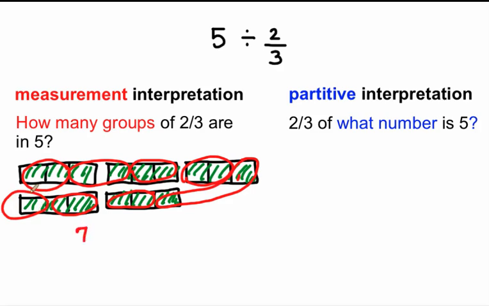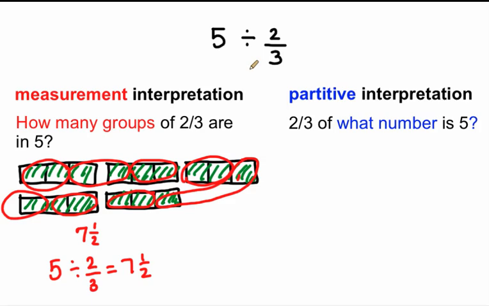And how much of this group right here? Well, this group is made of 2 equal parts, so each piece is called half of the group, and I have 1 half of the group. So this is 7.5. So the answer to this quotient, or the number that would multiply 2/3 to give me 5, would be 7.5. So I can fit 7.5 groups of 2/3 in 5. And that's why this quotient is 7.5. Okay? So that's the first way to think about division.